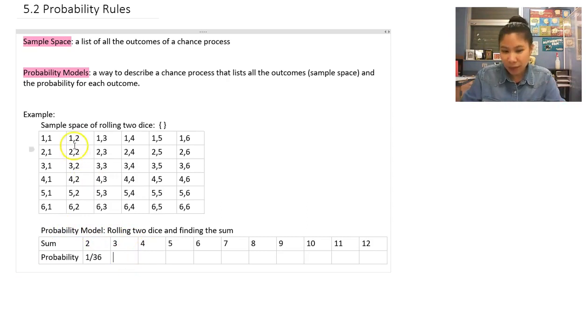Okay, to roll a 3, we can either roll a 1 and then a 2, or we can roll a 2 and then a 1. So the probability would be 2 out of 36. Rolling a 4, I can do a 1 and a 3, a 2 and a 2, or a 3 and then a 1. So here, because we have the 2 dice, it doesn't matter what order, they both count. So the probability would be 3 out of 36.